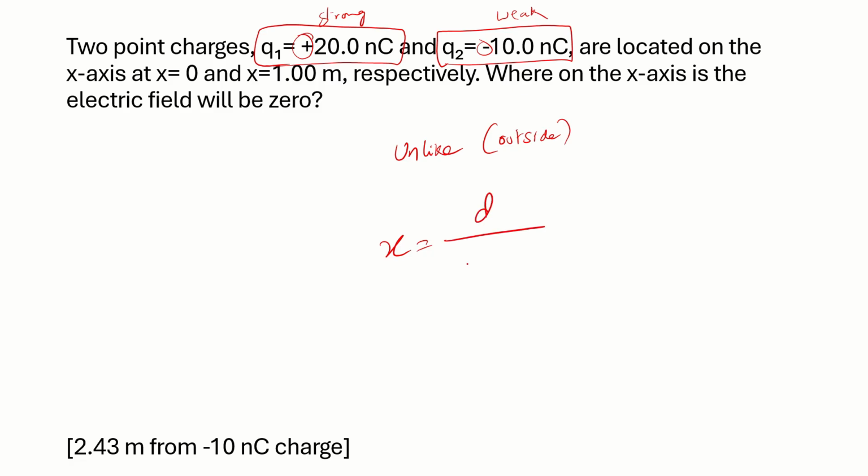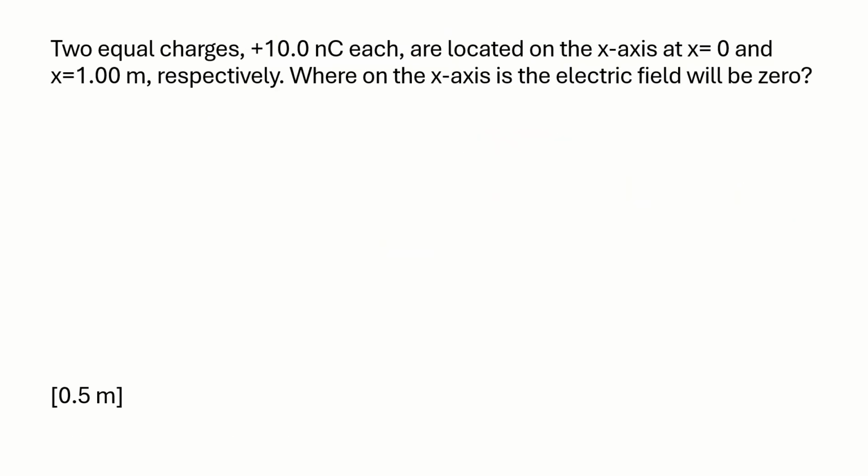We can directly find the formula. x equal to d by the square root of capital Q by small q, minus 1 for unlike charges. D is the distance, that's 1. The square root of the strong one, 20, by the weaker one, 10. No need to write plus minus symbols in this formula. Minus 1. So it's like the previous one. The answer is 2.43, from the weaker charge, which is the minus 10 nanocoulomb charge. Let's go to another problem.